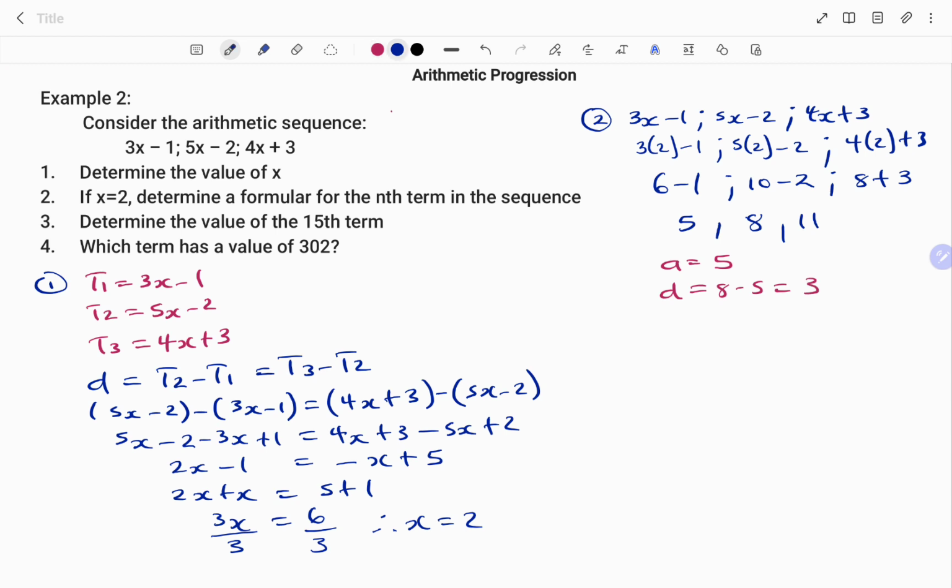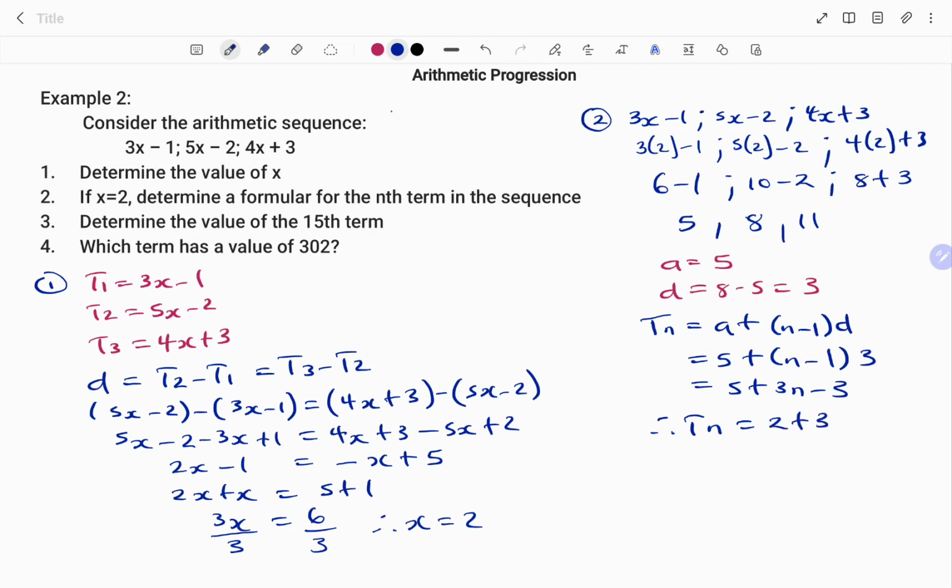Using the formula for the nth term of an arithmetic sequence, we have Tn equals a plus n minus 1 d. Substituting the value of a and d, we are going to have 5 plus n minus 1, 3. Expanding the bracket, we have 5 plus 3n minus 3. Therefore, our Tn is going to be 2 plus 3n.